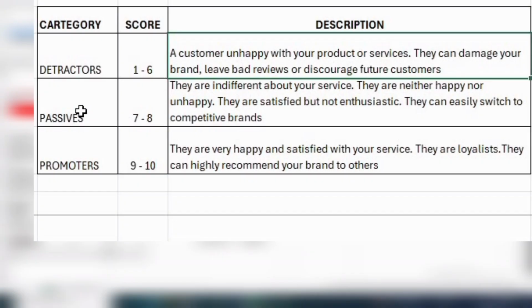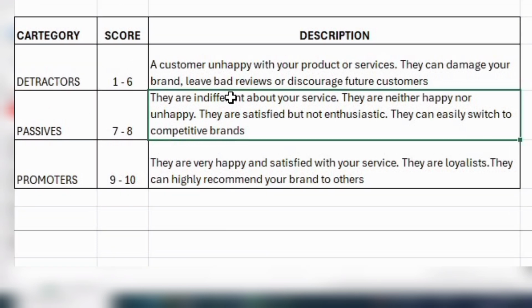The passives are respondents with scores ranging from 7 to 8. These customers are indifferent about your product or services. They are neither happy nor unhappy. These customers are satisfied but not enthusiastic, which means that they can easily switch to competitive brands.